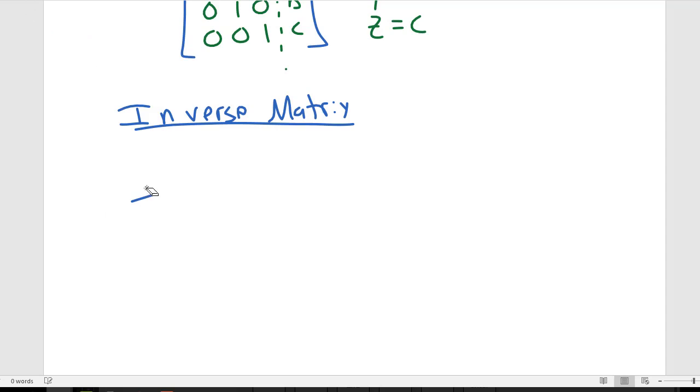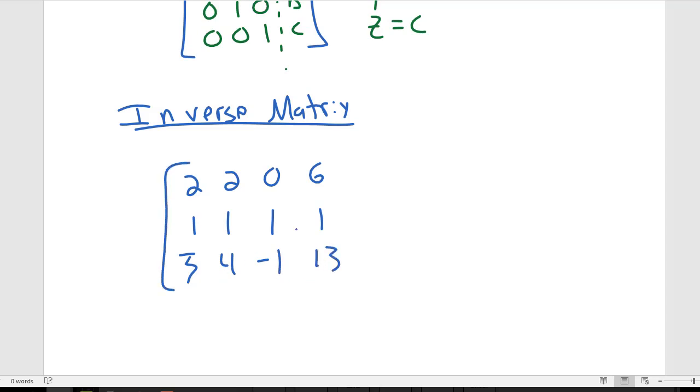All right, so let's look at the inverse matrix technique here. In terms of theory, here's basically what we're going to look at. So let me just write this out. The original matrix that we had was 2x plus 2y plus 0z equals 6. We had 1x plus 1y plus 1z equals 1. And then we had 3x plus 4y minus 1z equals 13. So here was our original matrix.